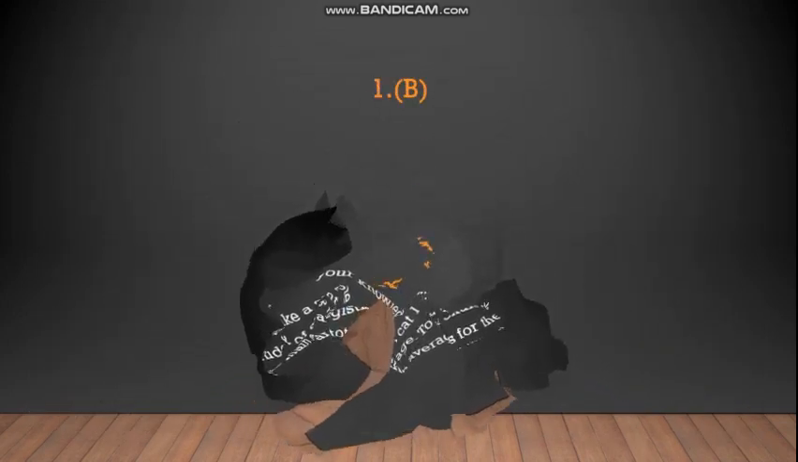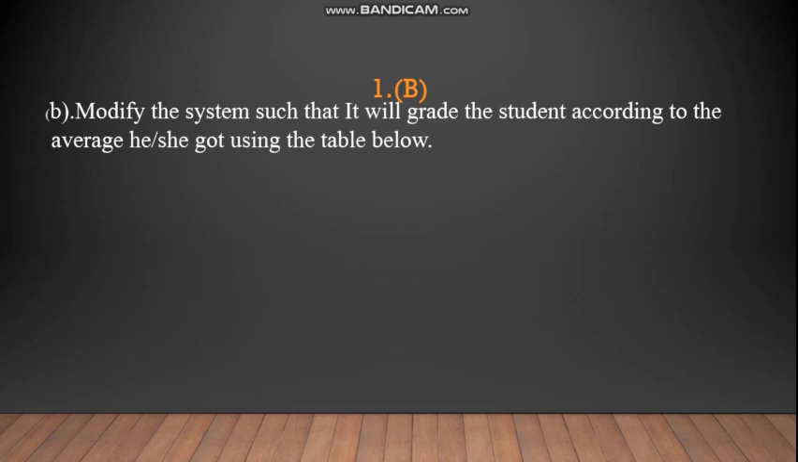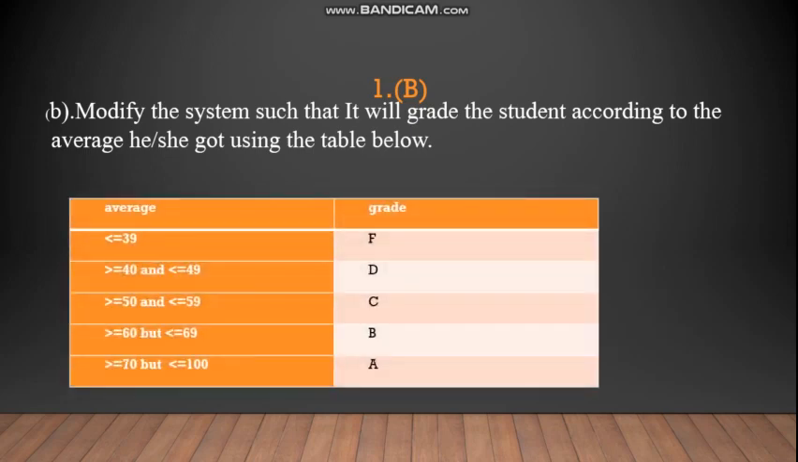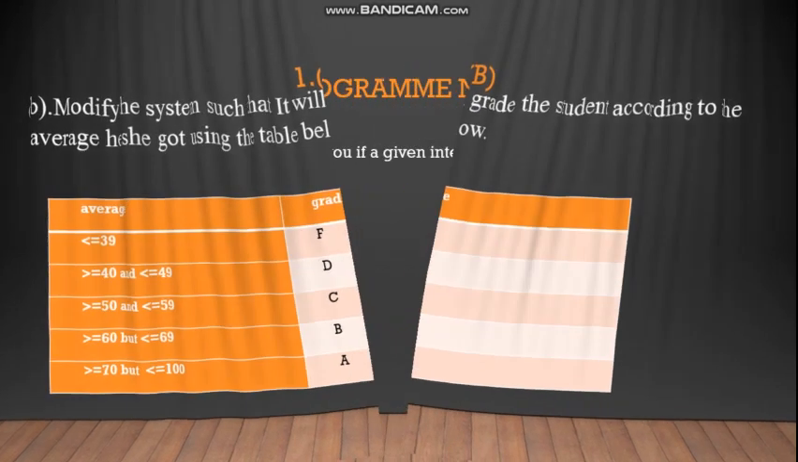Part B of that question is that you're supposed to modify the system so that it will grade the student according to the average he or she got, using the table below. Here's the table. For example, if he gets greater than or equal to 70 but less than or equal to 100, he's supposed to get a grade A. In the same way, if he gets less than or equal to 39, the grade is supposed to be F.